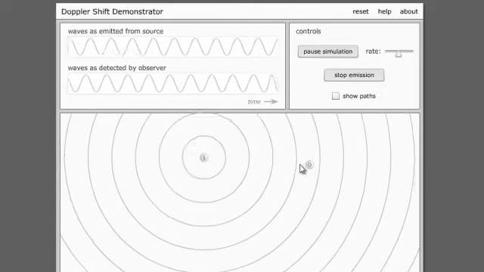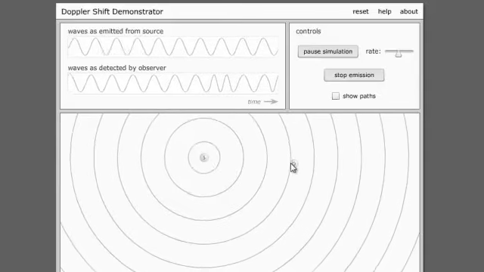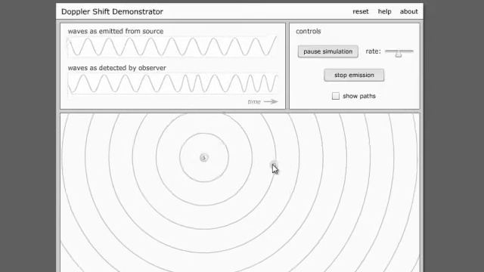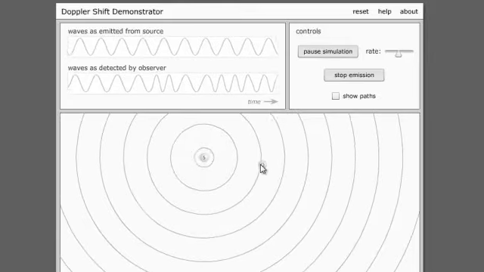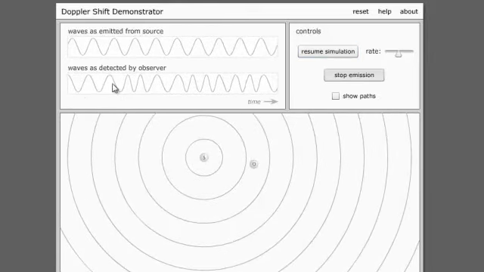So I'm going to start moving the observer, and as you look above at the observer detected wave, you see that it was spread out more, and then it got closer together, spread out because I stopped moving for a second, closer together. So the wavelength got shorter, right? And if it were light waves, a shorter wavelength means it's a blue shift. It gets more towards the blue part of the spectrum.